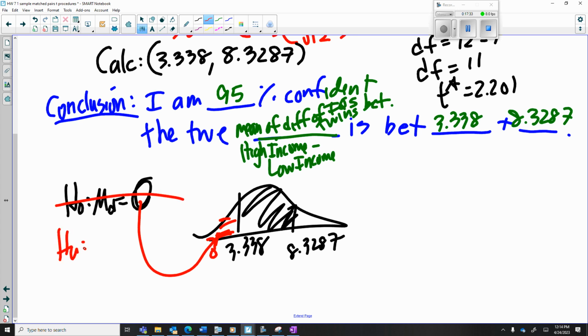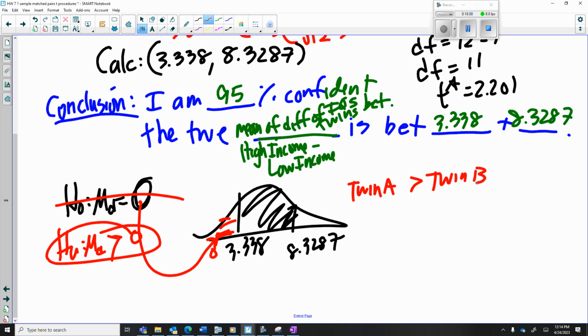Reject the null. And then you would rule in favor of HA, that there is indeed a difference between the two. And that means probably that the IQ of the high income twin actually was indeed greater than the low income twin. So this is statistically significant information. So I just want to remind you, if your whole interval is all positive numbers, that this confirms that there is statistically significant evidence that twin A's IQ was greater than twin B's IQ.